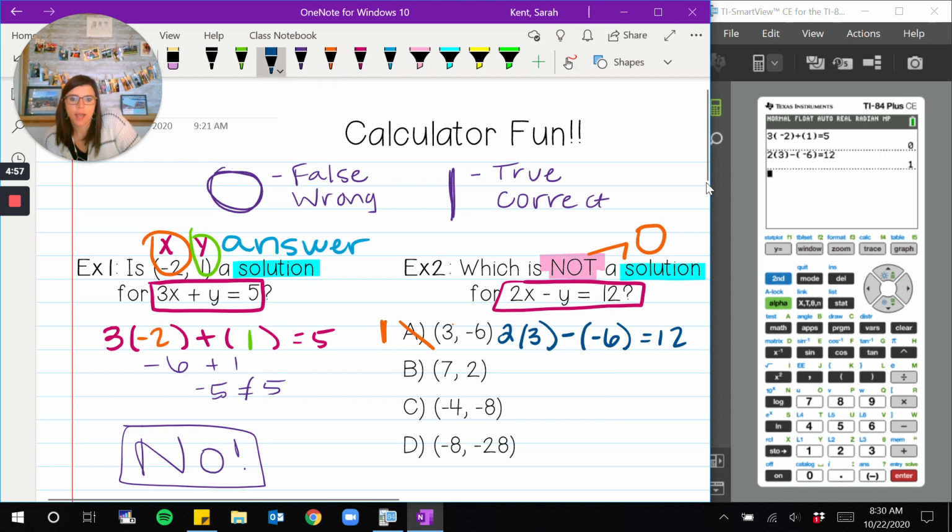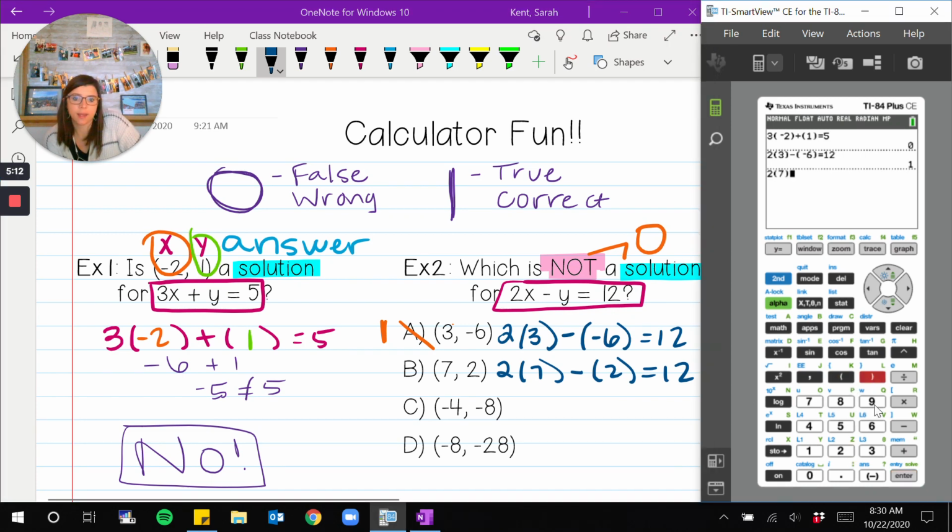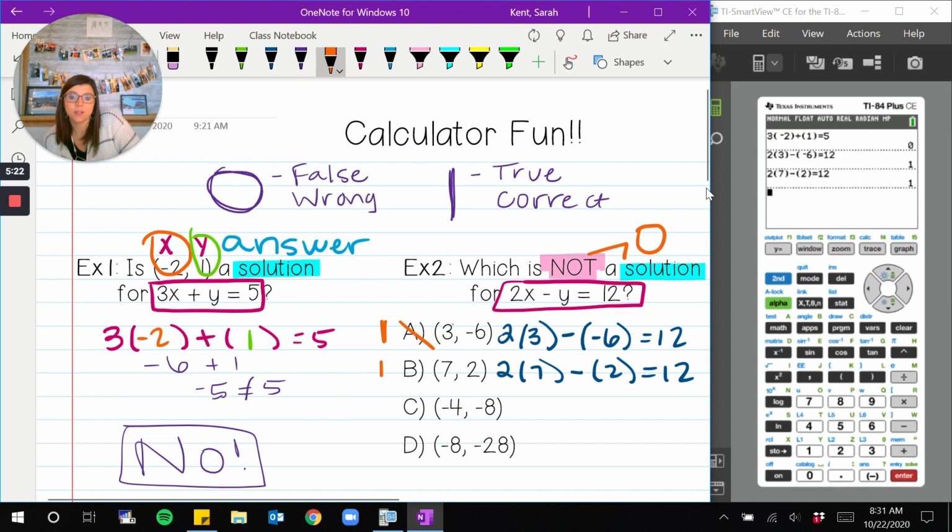If we try letter B, we'll have 2 times 7 minus 2 equals 12. So again, I'll type that in. 2 times 7 minus 2 equals 12. When I press enter, again, I got a 1. So that means B is not my answer.